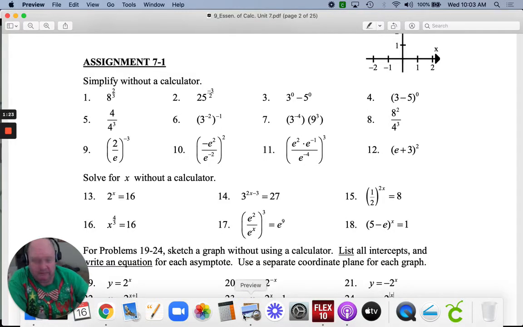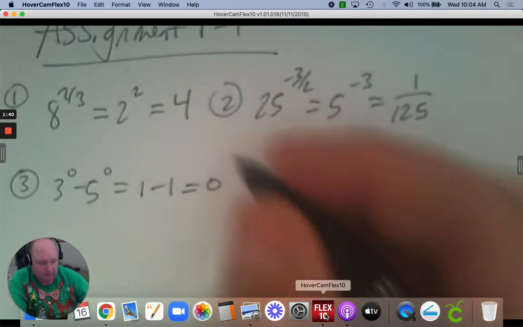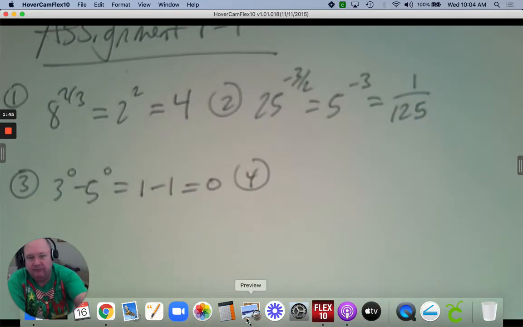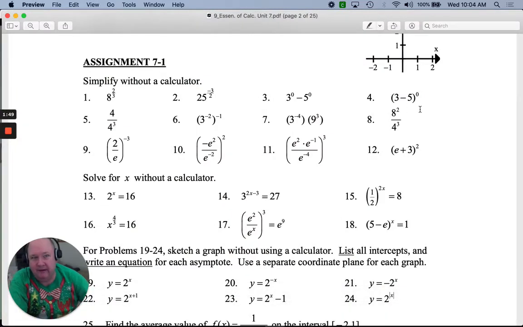Number 3, 3 to the 0, subtract 5 to the 0. That answers 0, because any number to the exponent 0 is equal to 1. So it's 1 take away 1, which is 0. For number 4, same, 3 take away 5. Again, any base to the exponent 0 is equal to 1.